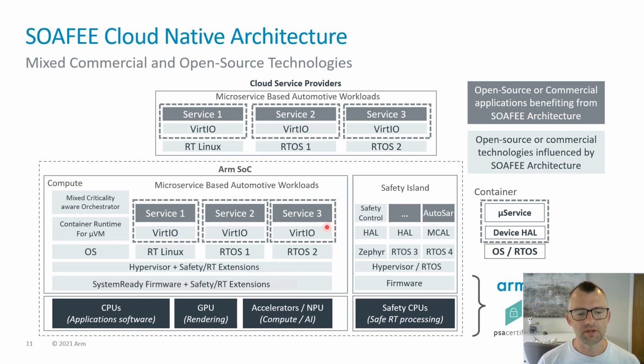Okay, so at the bottom end of the stack, we have the compute nodes, the physical systems that we're running on. And this comprises, like I've said before, heterogeneous compute nodes. So we've got CPUs, and those can be real-time microcontrollers, application processors. We have GPUs for rendering. We have accelerators and NPUs for ML workloads and GPU style of workloads. We also have safety CPUs, and these will be hard real-time capable locked cores that are running in locked mode so that we can achieve those ASIL-D requirements from a system perspective.